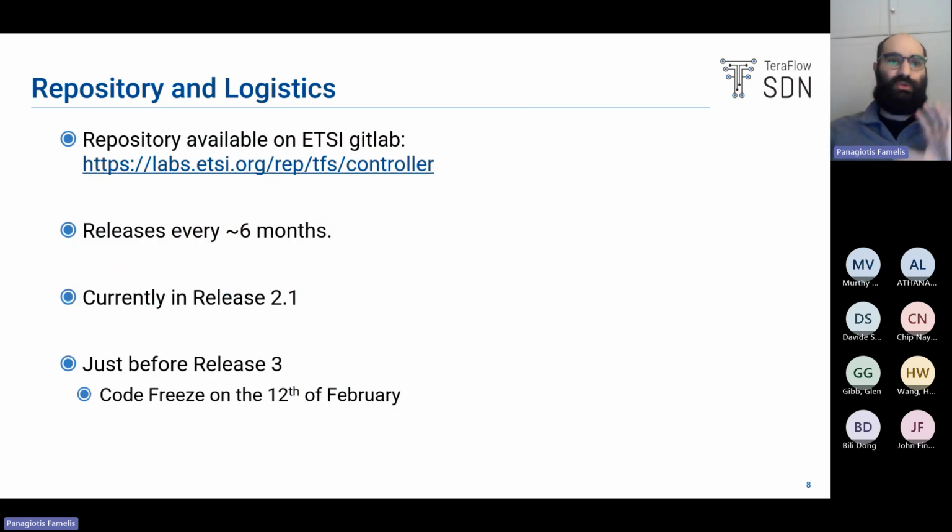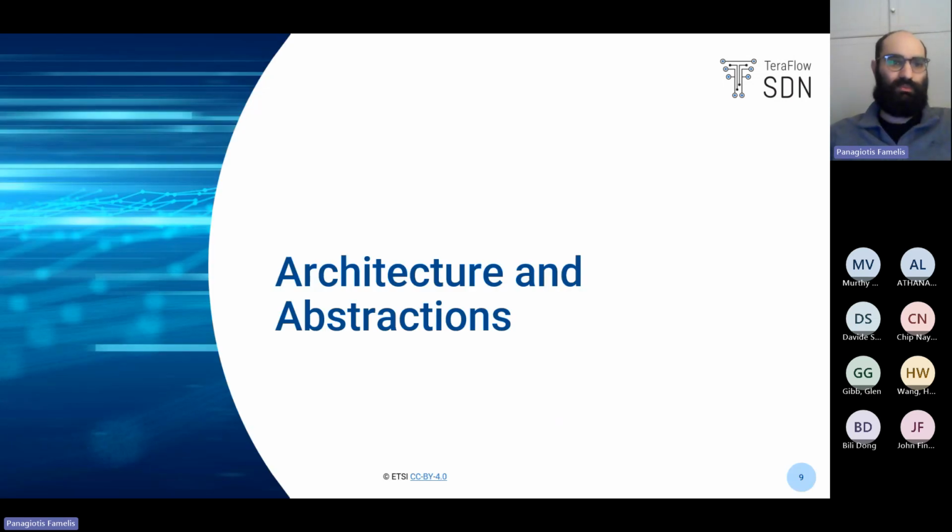Some general information: you can find the repository on GitLab. Here you can also have the link. We currently plan to release every 6 months. This was not done so in the past. We had a little hiatus of about 10 months when we hadn't released. But in any case, now we're in release 2.1, and we are just before release 3. Basically, we have a code freeze on the 12th of February, so on Monday. And we plan to have release 3 by the end of the month, by end of February. So moving on to maybe more interesting stuff on the architecture and abstractions.